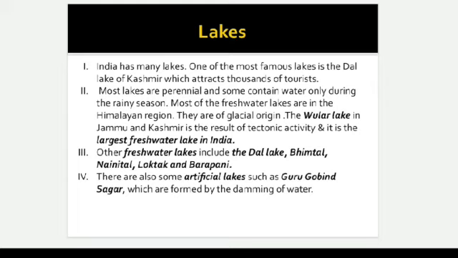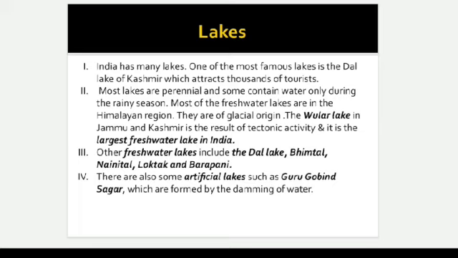Most lakes are perennial. They have water throughout the year, but some lakes are seasonal also. They receive water from the rainfall only. And most of the freshwater lakes are found in the Himalayan region. They are of glacial origin.